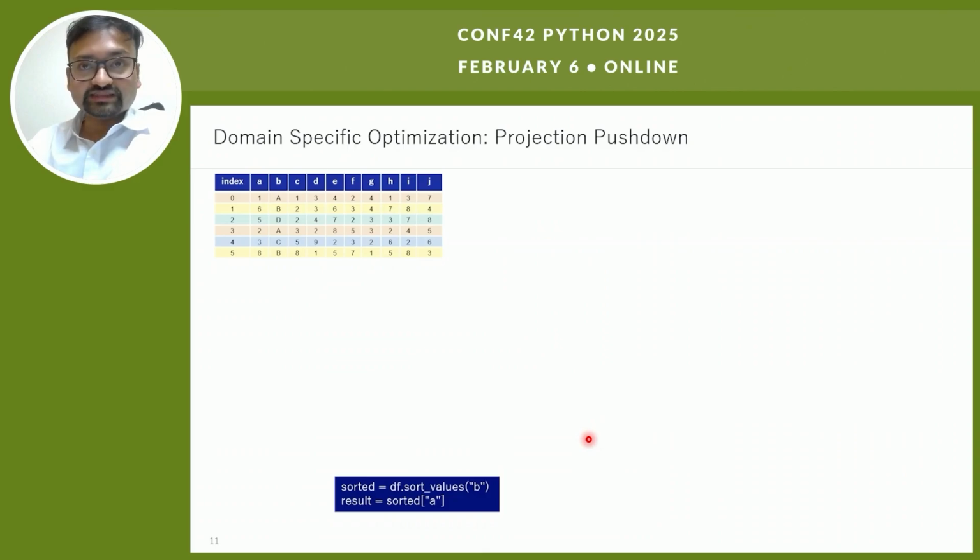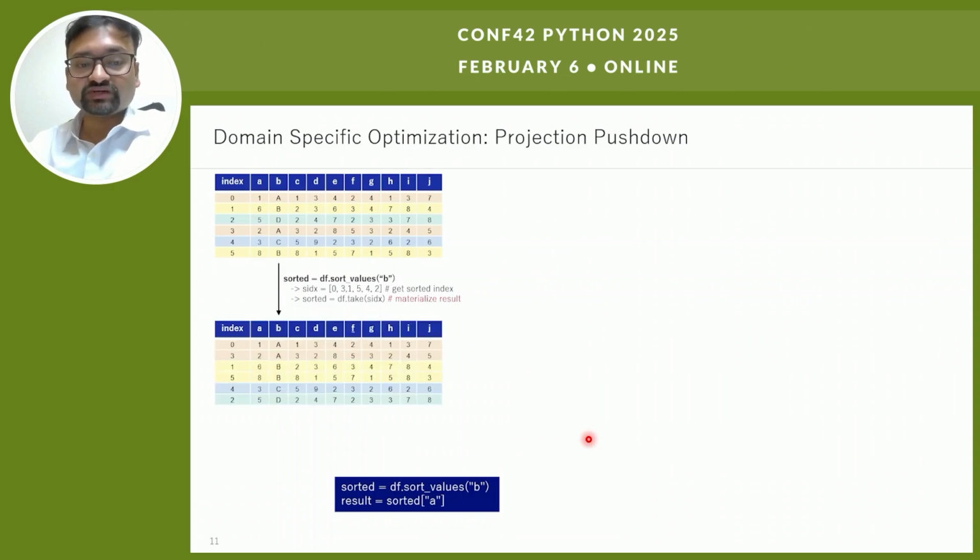What happens ideally? Your data may have many columns in reality, right? Not only A and B. If you are going to perform the sorting on the entire data, what will happen?